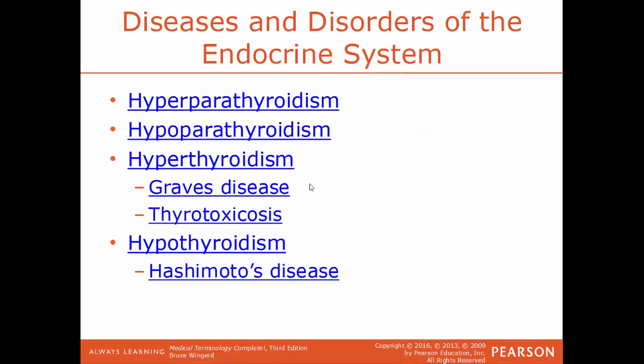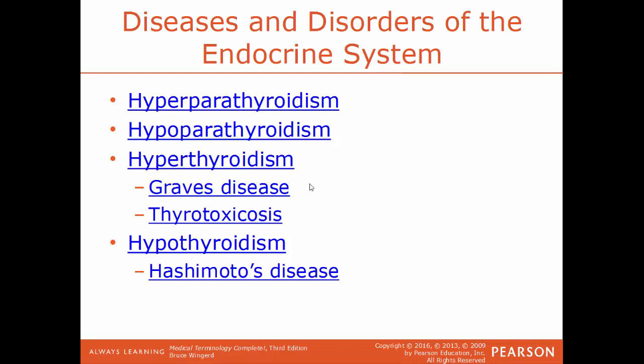Right, the same thing with our next two terms. Hyperparathyroidism, where there's an excess amount of hormones from the parathyroid being produced. Then the opposite of that would be hypoparathyroidism, where you have an abnormally low amount of hormones produced by the parathyroid gland. Hyperthyroidism, or an overproduction of hormones from the thyroid gland.